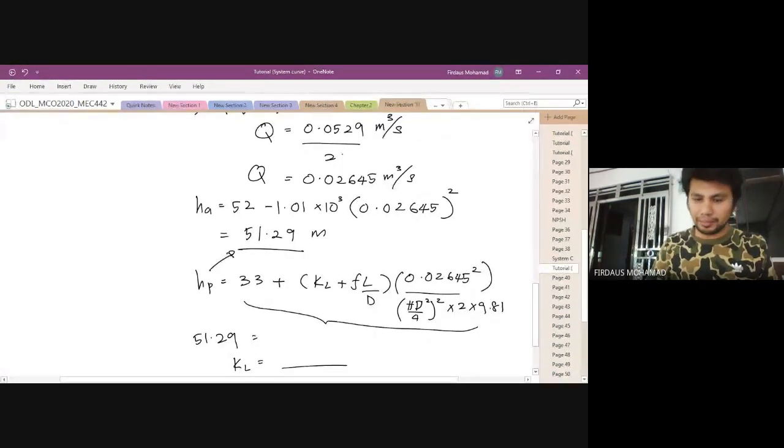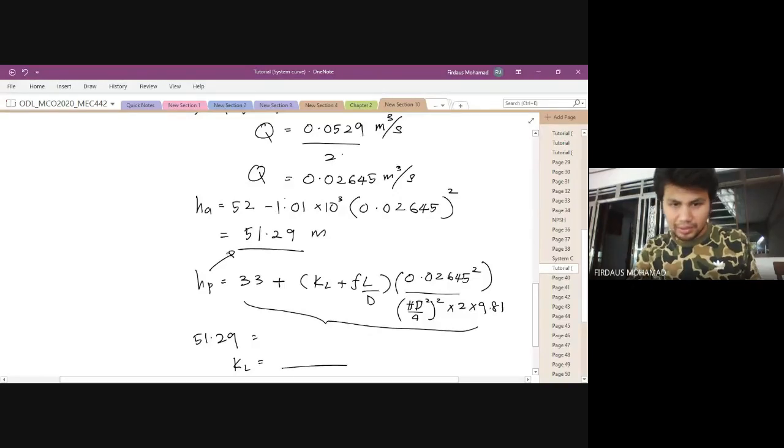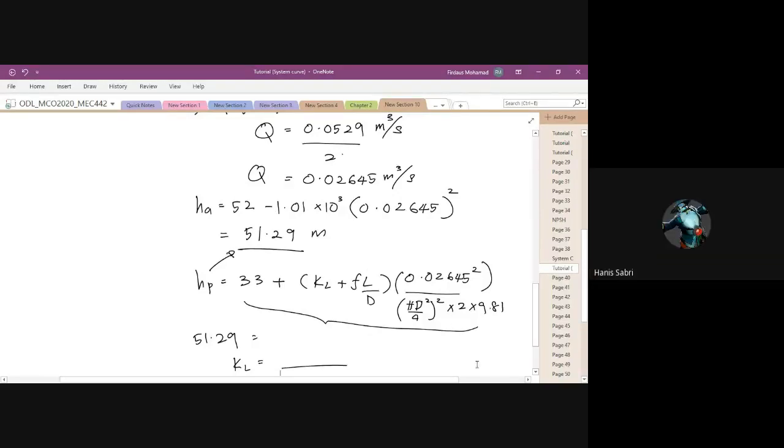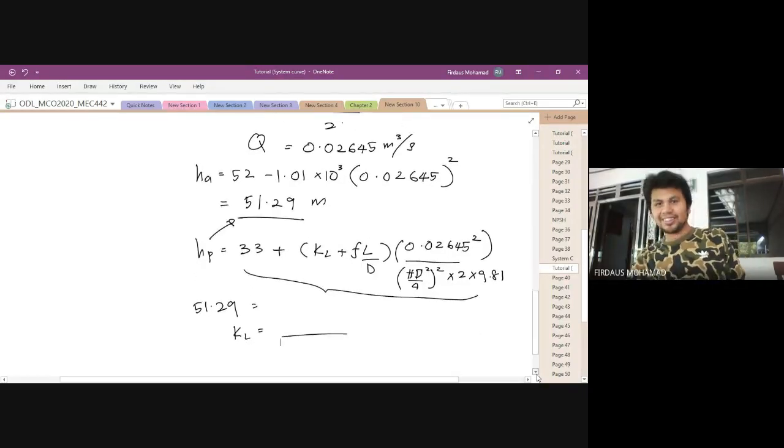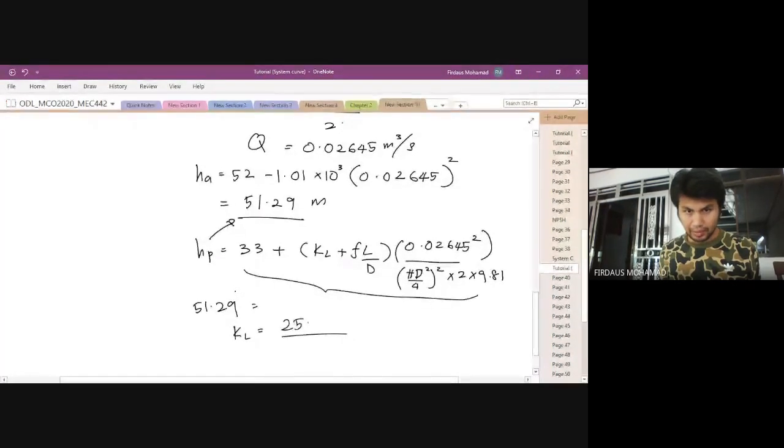So dapat apa KL? Sedang mengira. Macam mana? Sedang mengira. 25.64 sir. Orang lain sama 25.6. Lebih kurang 25.6 ataupun 26.